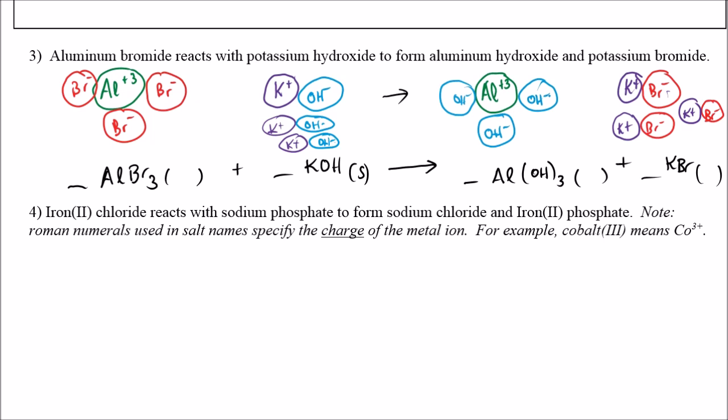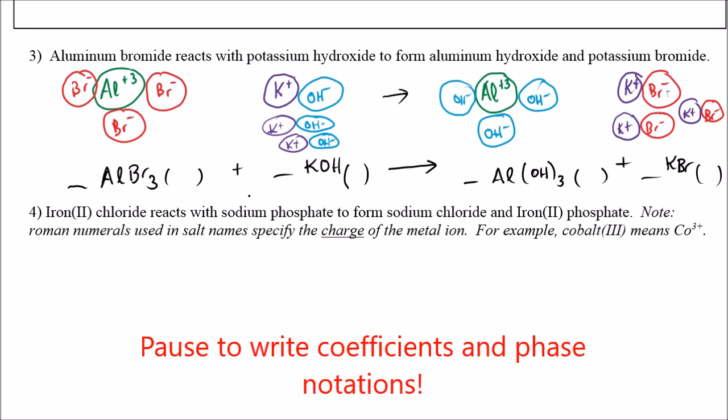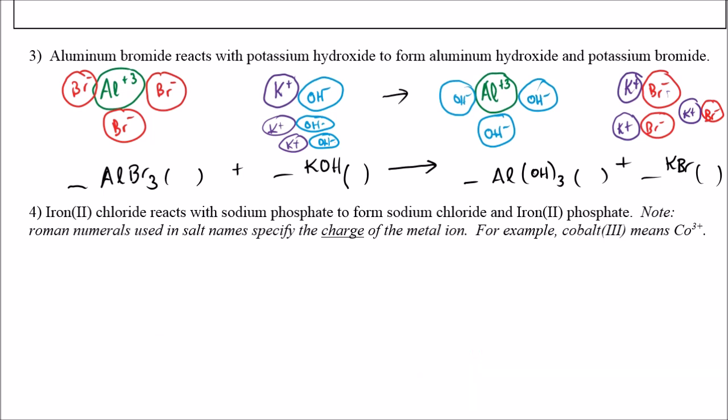I'll ask you to pause now and write the coefficients and the phase notations. Here is what I see. I see just 1 aluminum bromide. You can write a 1 here or you can leave it blank. So in this case, I'll write the 1. I see 3 copies of KOH. 1 copy, 2 copies, 3 copies. That's a coefficient of 3.